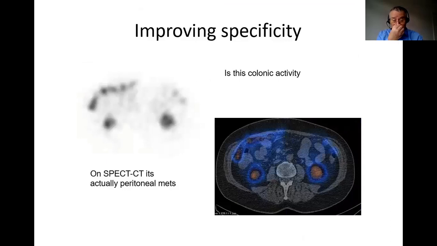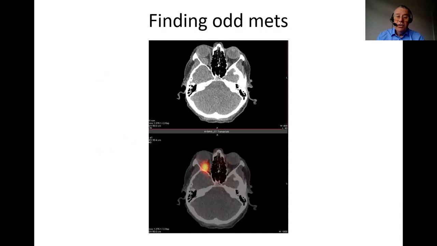We could also use this to improve specificity. This is a patient from Cambridge, and on the SPECT alone, it looks like this could be colonic activity, which we often see with indium octreotide. But when we do the SPECT-CT, what we actually find is that these are peritoneal metastasis, and therefore we can add specificity to our scan. Also, remember, we can find and identify unusual metastasis. So this is a carcinoid with a metastasis within the back of the orbit. And this kind of metastasis does require urgent surgery to save the patient's sight.